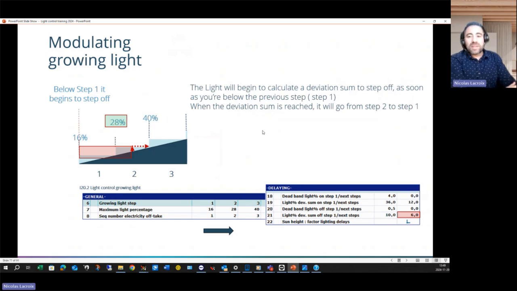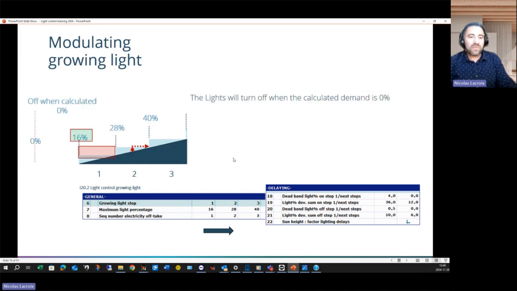The light will begin to calculate a deviation sum step off as soon as you're below the previous step, step 1. When the deviation sum is reached, it will go from step 2 to step 1. Okay. So below step 1, it begins to step off, but I will go to step 1 when I'm there.